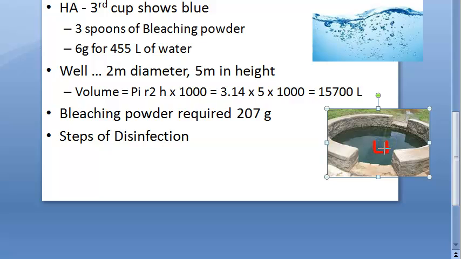The well water is agitated by moving the bucket. So you will move the bucket in this well violently, horizontally and vertically. You should do this several times so that the chlorine solution will mix with the water inside the well. Then you will allow 1 hour of contact period before the water is drawn. So you should not use this water for 1 hour. After that, you can use the water. So this is the procedure.